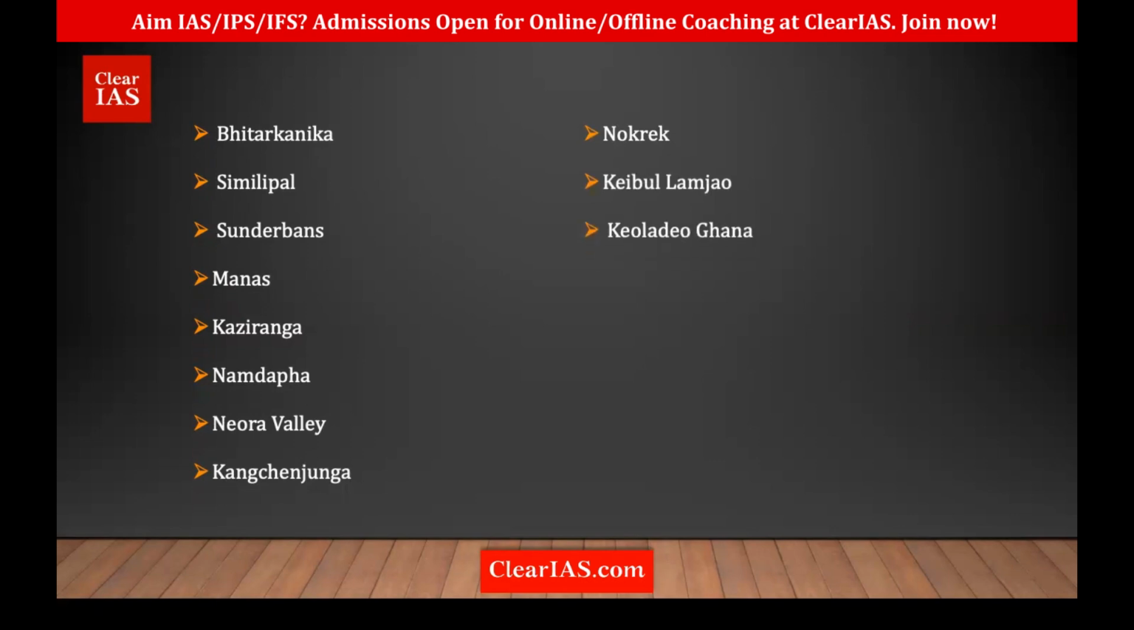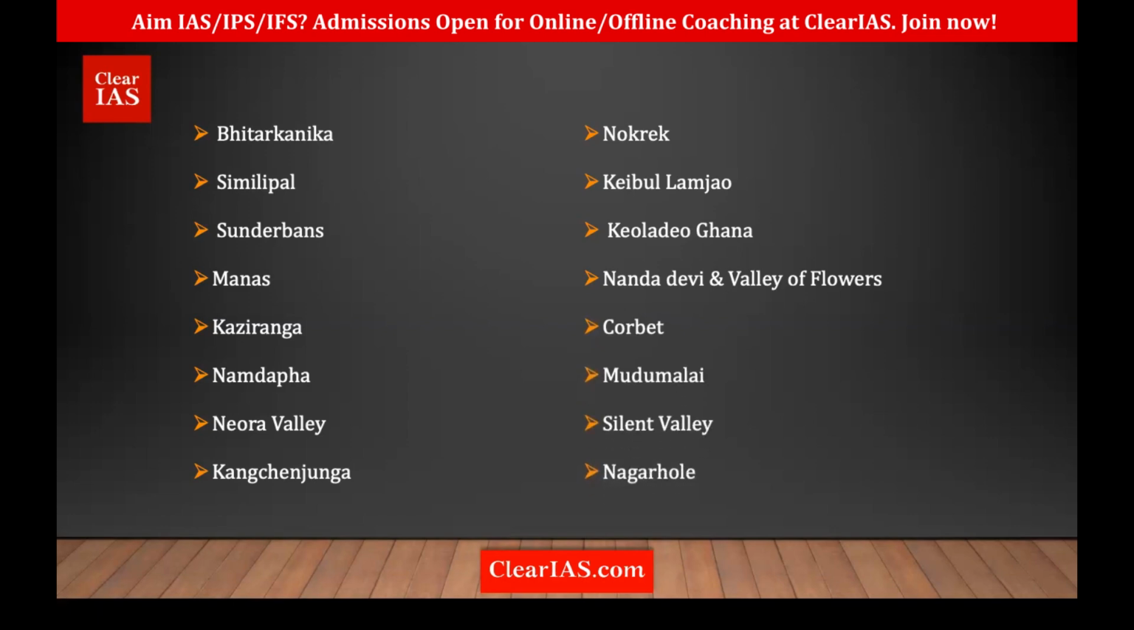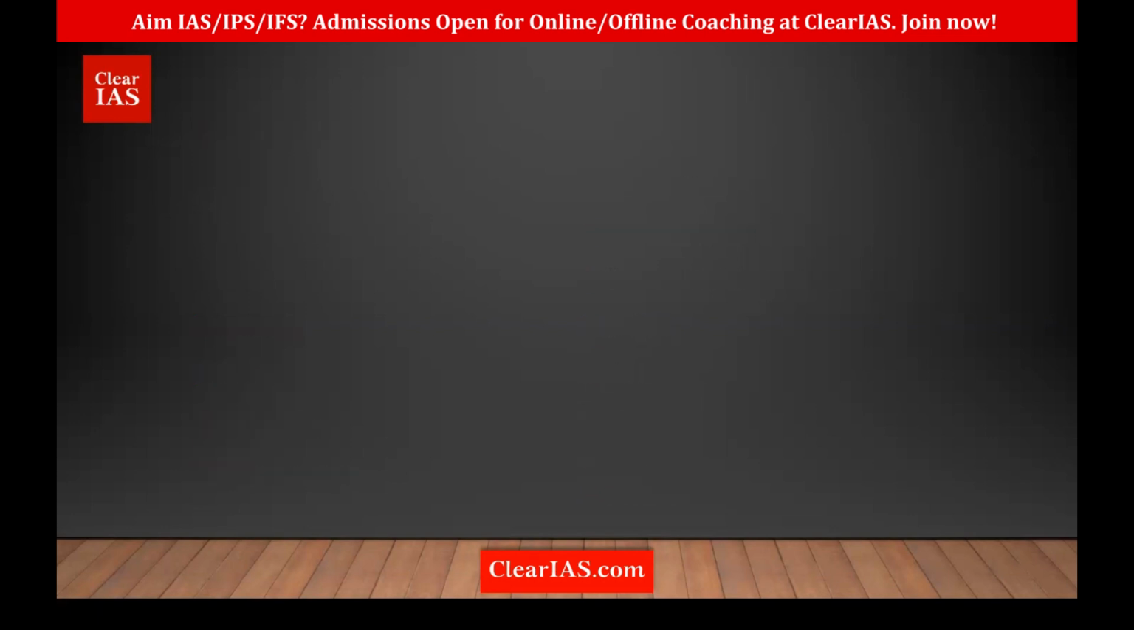Keoladeo Ghana in Rajasthan. Then Nanda Devi and Valley of Flowers in Uttarakhand. Corbett National Park in Uttarakhand. Then Mudumalai, Silent Valley, and Nagarhole, which are in the south. So these are the most repeated protected area networks asked by UPSC. We'll also see the questions, so you'll understand how many times they have repeated the same ones. First we'll start with the Bhitarkanika.